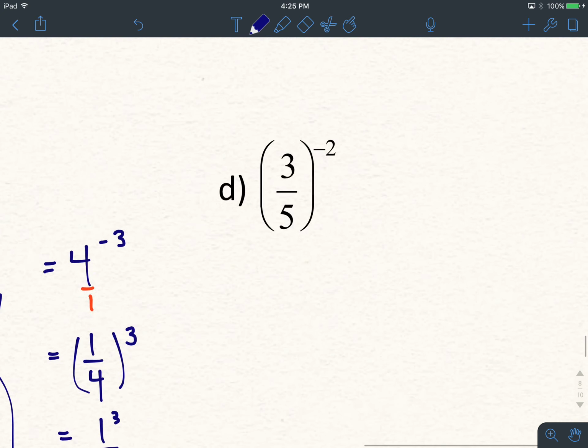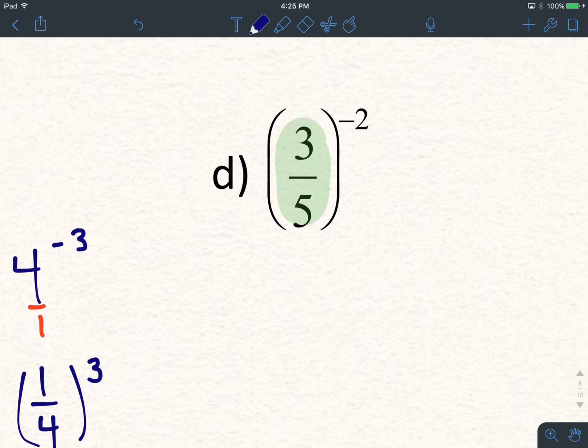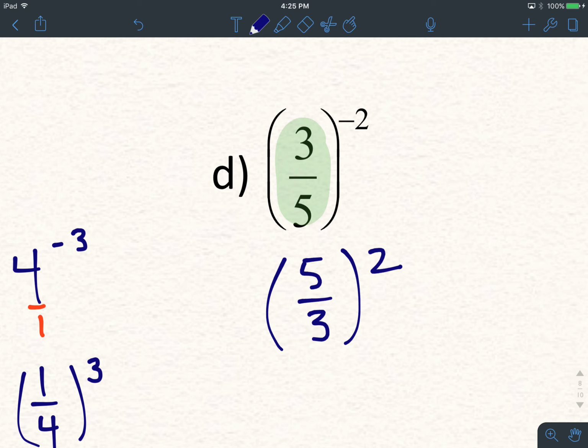Fourth example, a little more straightforward. This one actually has a rational base already. So to deal with that negative exponent, we are going to invert the base. So it's going to become, instead of 3 over 5, 5 over 3 to the exponent positive 2.